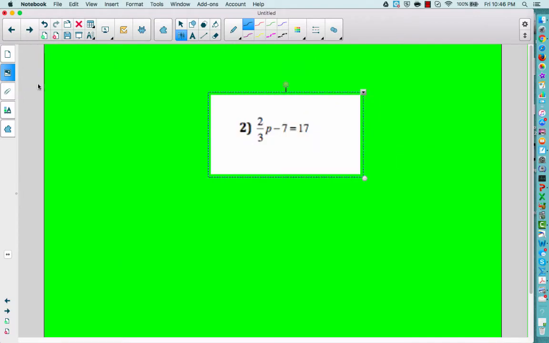Then we have expressions that have addition included with them. This isn't the same as the last example, but I can make it the same by getting the 7 over to the other side, isolating the variable. So now I have 2/3 p equals 24. Now I have that expression I like, a fraction times a variable equaling a number. So no addition or subtraction left.